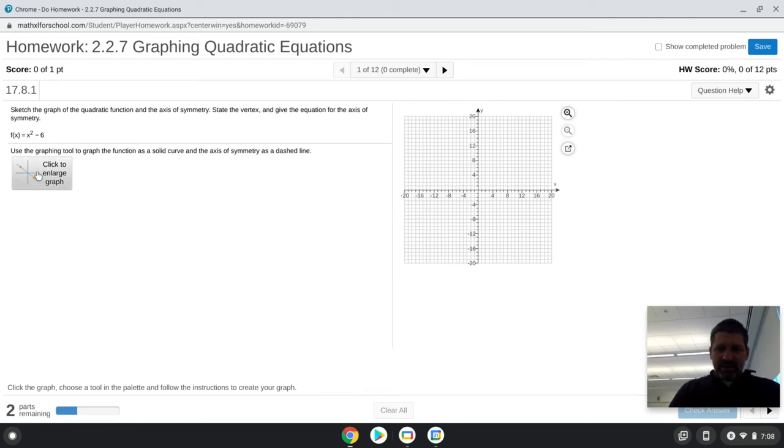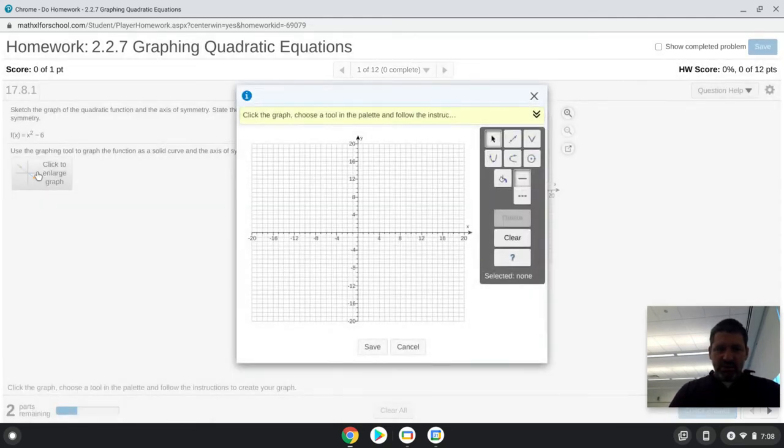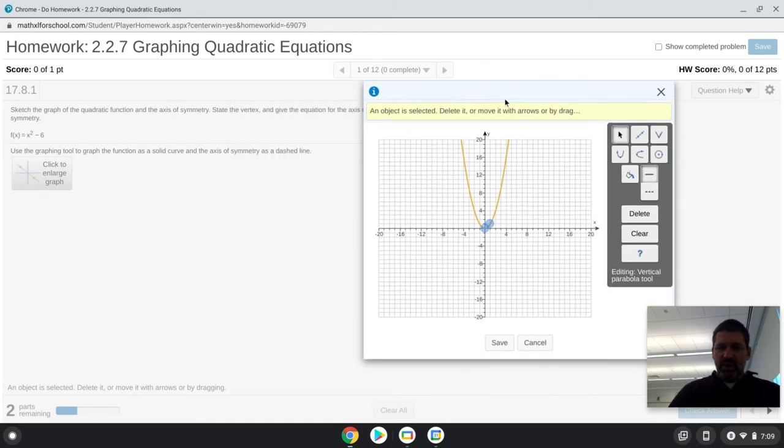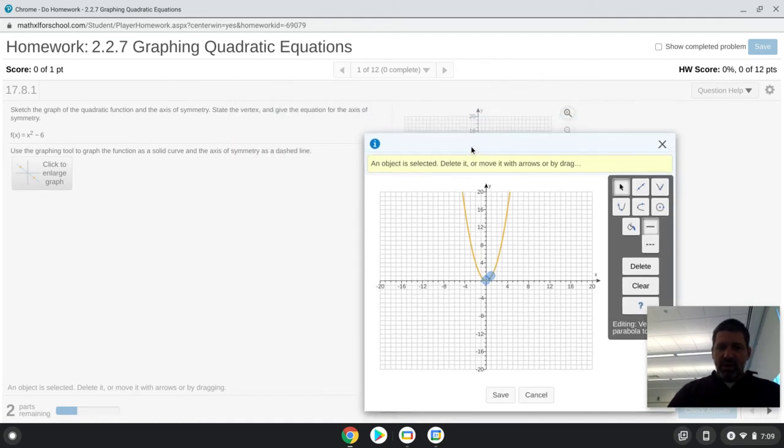So I would click on this, click to enlarge graph, and then I'm going to grab this parabola going up and down here. And if you recall from the last video, if we had just y equals x squared, it would look like that. So that graph right there is y equals x squared.